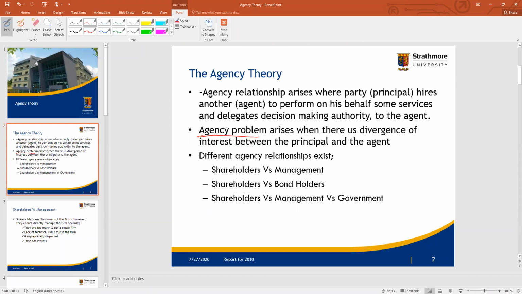Now, there are three main types of agency relationships that can exist. However, I'll only discuss two of them. We have the first, shareholders versus managers. We have shareholders versus bondholders. And we have shareholders and managers versus the government. So we shall begin with the first one, shareholders versus the managers.